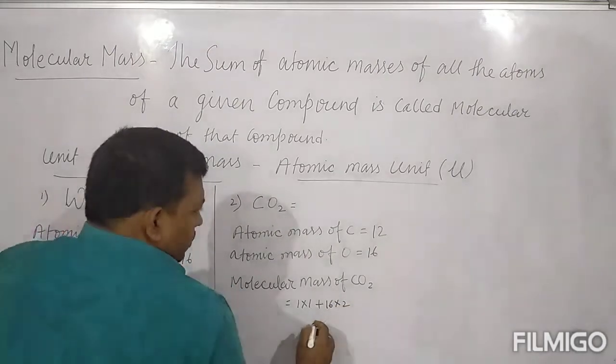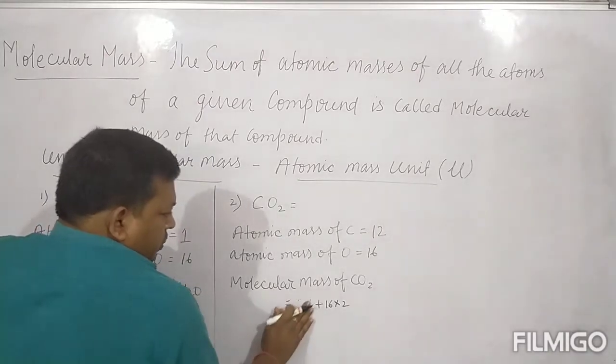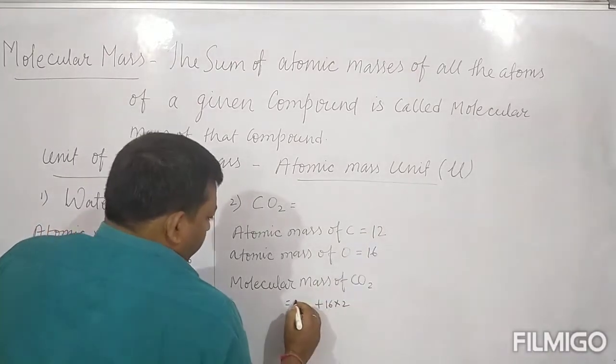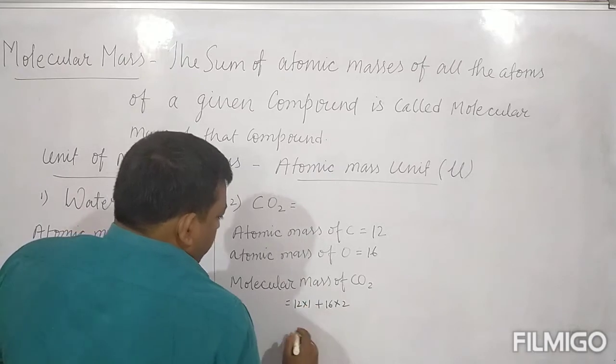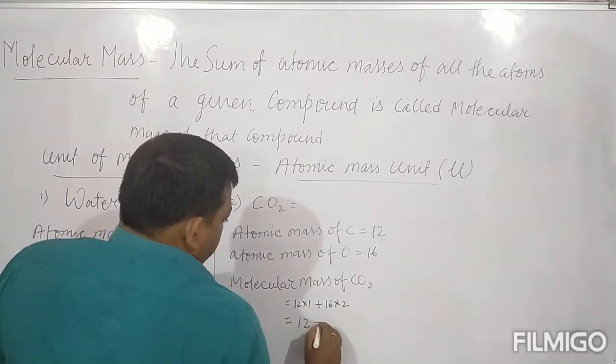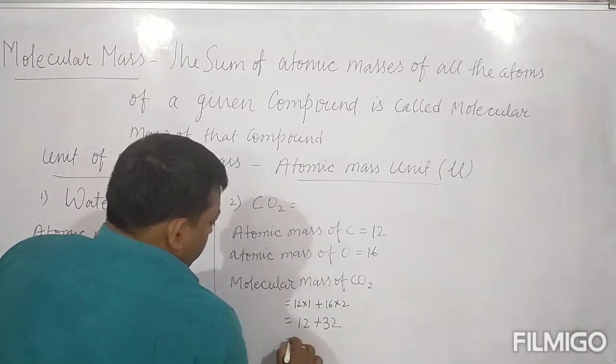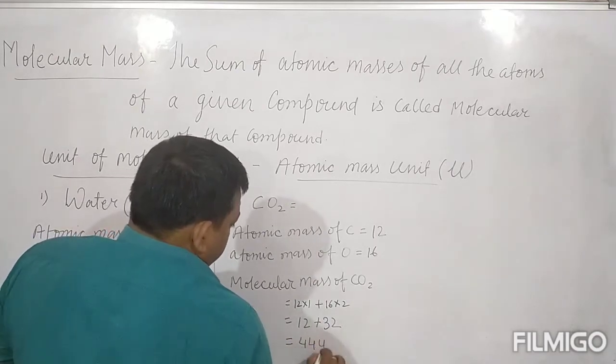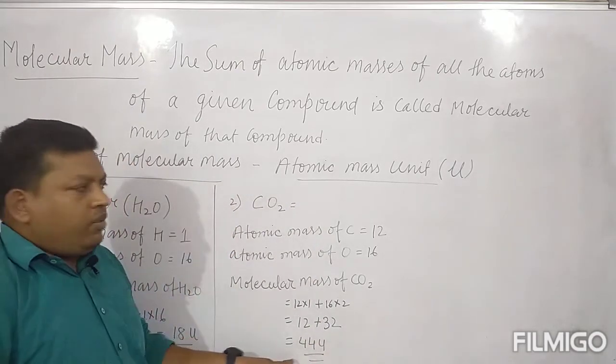So this becomes 12 into 1 plus 32, which is 44 u. This is the molecular mass of carbon dioxide.